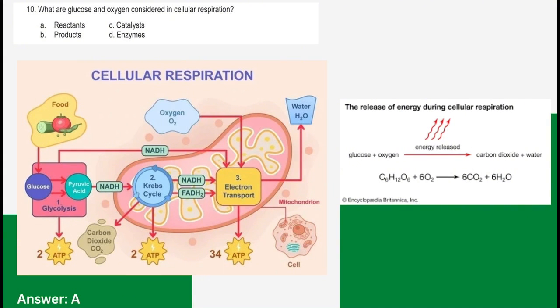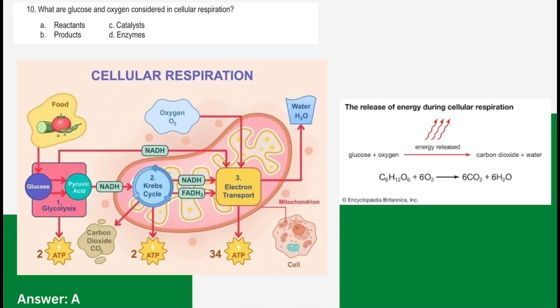We need these two in order for them to react, so that it can create ATP, which is the energy released, carbon dioxide, that's the one that we exhale, right? And then water that is used by the body. So this is the general formula for cell respiration. Now, the question is, what are glucose and oxygen considered in cell respiration? In a chemical reaction, there are two sides. We have the reactants and the products. The reactants are the ones that need to undergo a chemical change in order to create the products, the new set of chemicals.